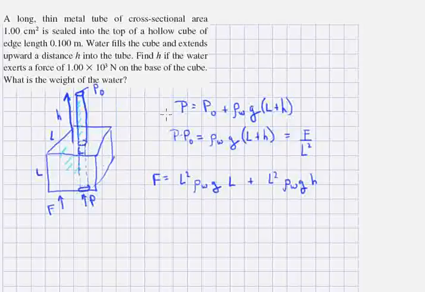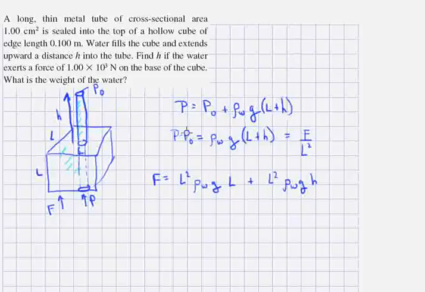And we know, using the variation of pressure with depth, that P is going to be equal to P naught, the pressure at the top of the tube, atmospheric, plus the density of the fluid, water in this case, times the acceleration of gravity times the total depth, which is h, the height the tube extends above the cube, plus L, the height of the cube.